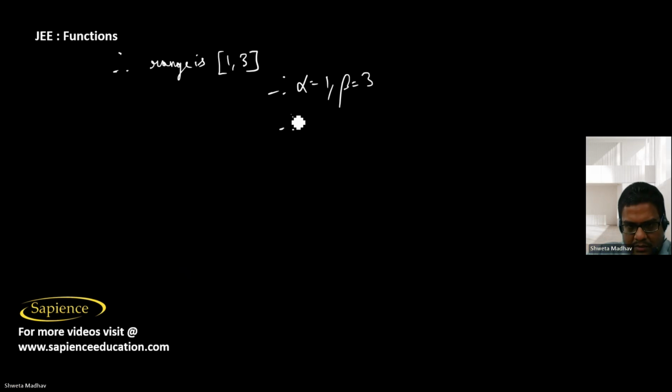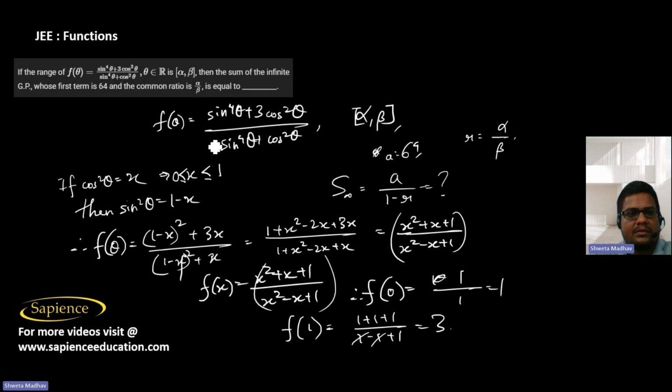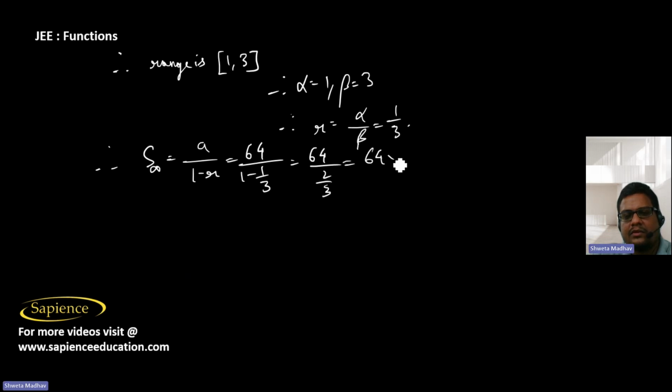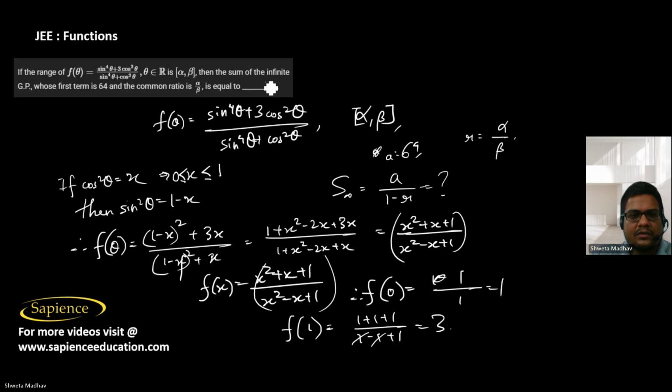Therefore the common ratio of the GP, that is alpha by beta, is equal to 1 by 3. And the first term is 64. So therefore the sum of the infinite GP, that is A by 1 minus R, is 64 by 1 minus 1 by 3, that is 64 by 2 by 3. That is equal to 64 into 3 by 2, that is 32 times 3, which is 96. So 96 is the answer.